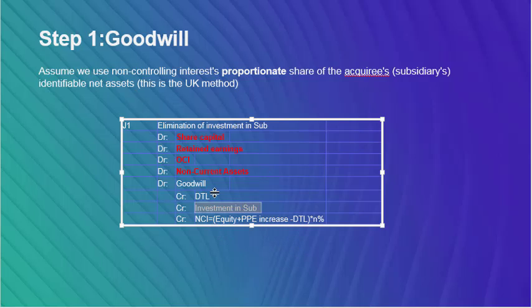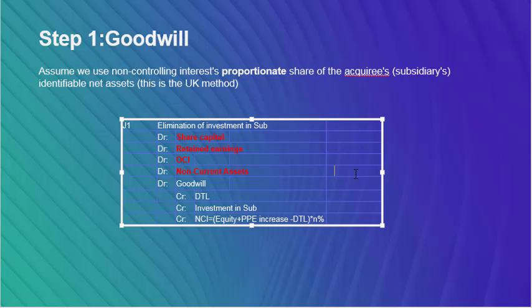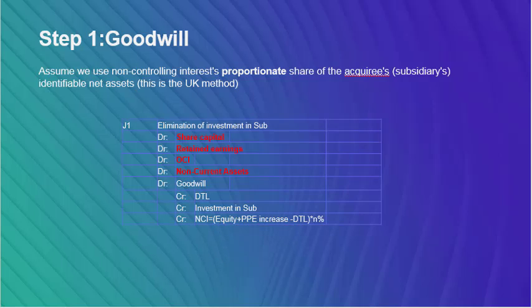And then you've got DTL. DTL is generated by the revaluation of the non-current asset. So you find the incremental amount of the revaluation, and then you multiply that with the tax rate. Then we've got NCI. NCI is calculated by the equity plus the PPE incremental less the DTL, multiplied by the share of NCI. Then, congratulations, you've got goodwill. Okay, so this is how we calculate goodwill. It should be pretty easy, and this is one time, you do this every year.